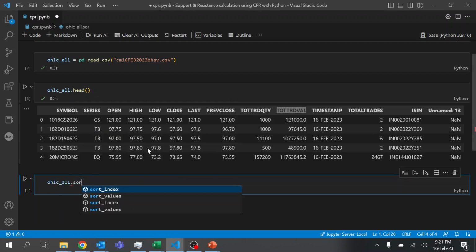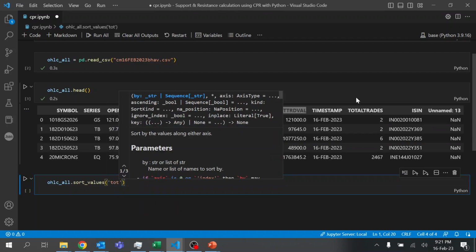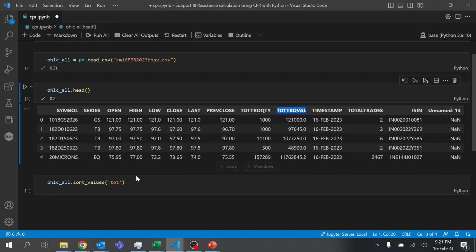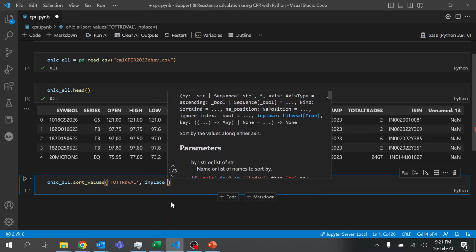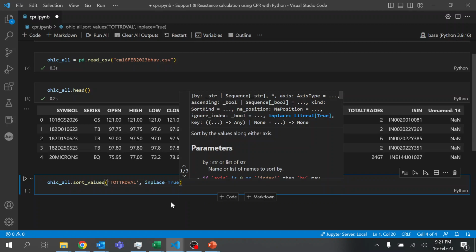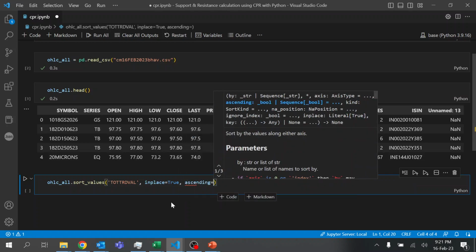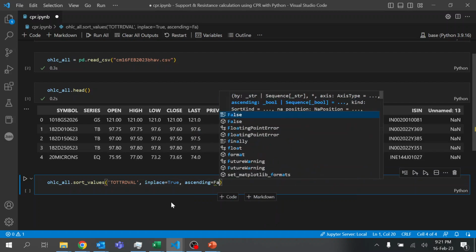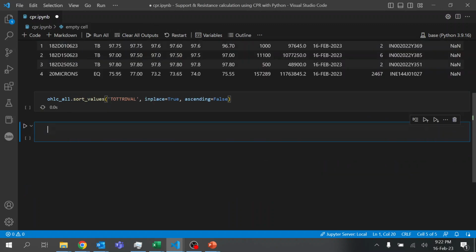So I'm going to sort the data frame using total order value. Let's just copy paste the column name, total order value. Let's put inplace. Inplace will help you not to create another variable. And I'm going to set it at descending level, so I'm setting ascending as false. Okay, so OHLC is sorted.